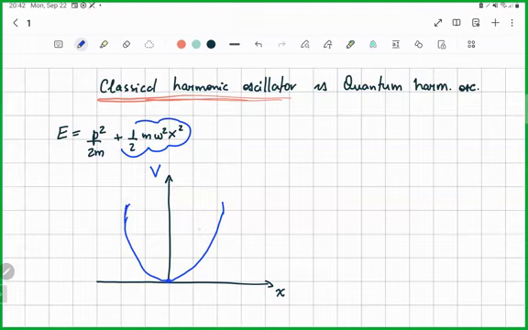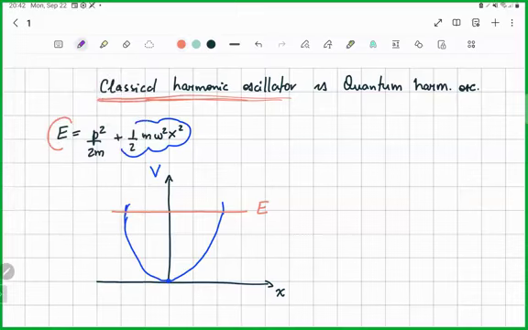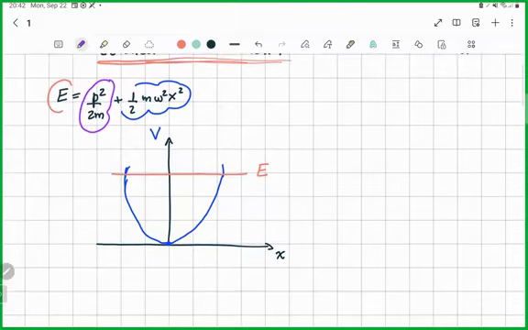All right, good. Now, how about the energy? If I want to put the energy in this plot, well, the energy is constant, it doesn't change. So I'm going to put here the value of the energy. And how about if we want to put in this plot the kinetic energy? Well, let's see.